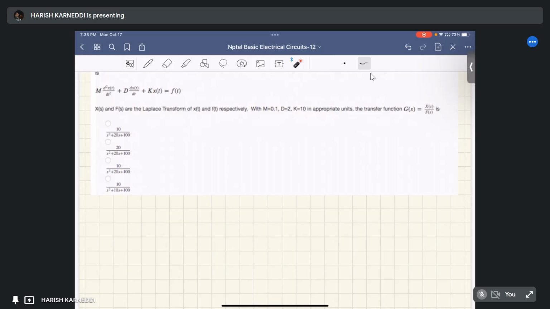In appropriate units, we need to find out the transfer function, that is X(s) by F(s). I'm rewriting the same equation: m d²x(t)/dt² + d dx(t)/dt + k x(t) = f(t). This is the given equation of the system. So we can substitute the values of m, d, and k in the equation.